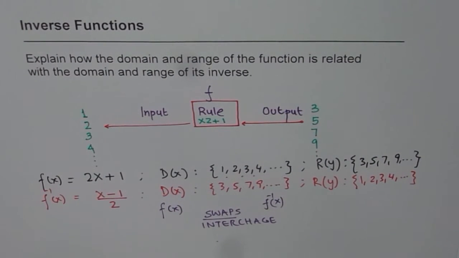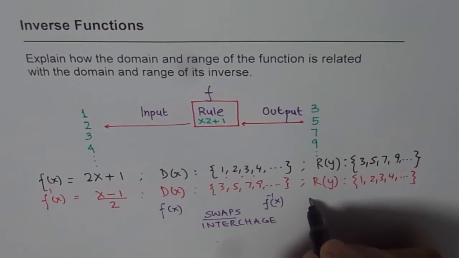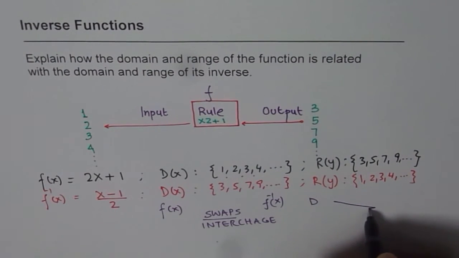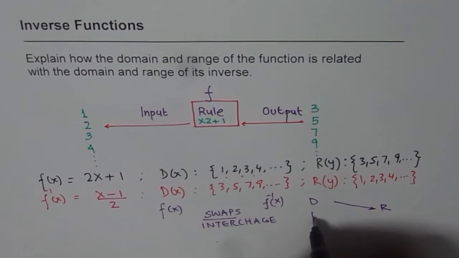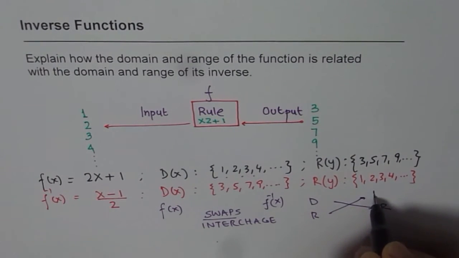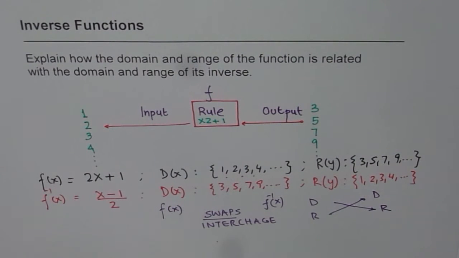So that is the relation, right? So the domain here becomes the range there, and the range here becomes the domain on that side. So that is how they are related. I hope you appreciate it. And only then an inverse of the function can really perform its own function. That is to give back what came in.